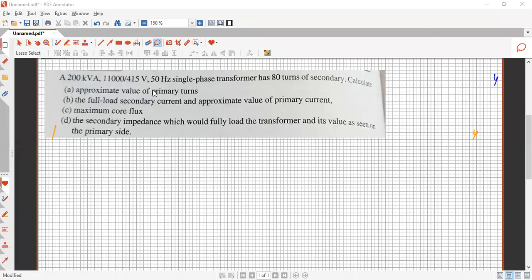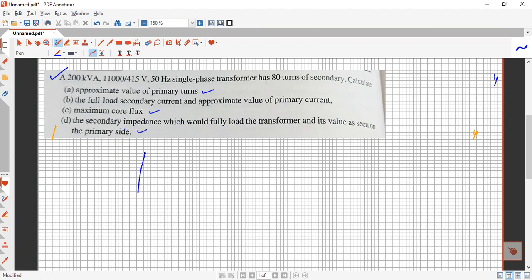So this is another problem based on the transformer. Again, it is a very interesting problem and a very fundamental concept. The question is: a 200 kVA, 11,000 by 415 volt, 50 hertz single phase transformer has 80 turns on the secondary. Calculate the approximate value of primary turns, the full load secondary current and the approximate value of primary current, the maximum core flux, and the secondary impedance which would fully load the transformer, as its value is seen on the primary side. So these four values we have to solve.